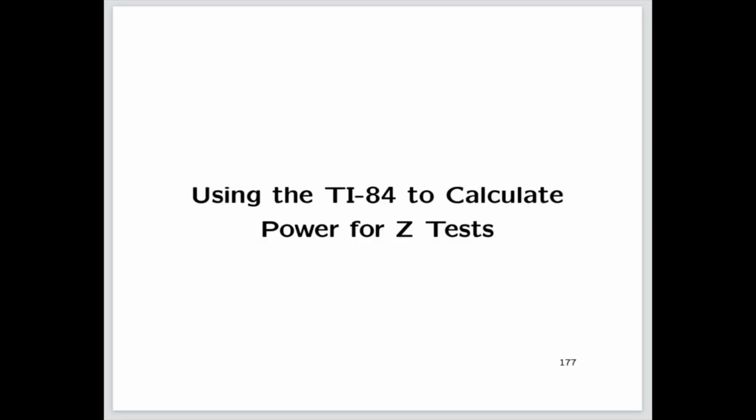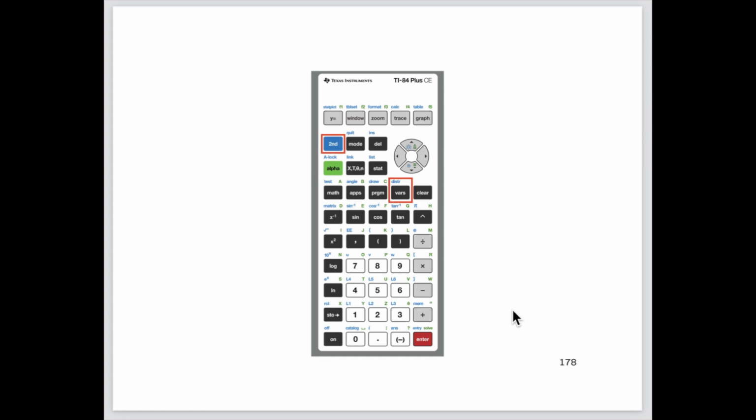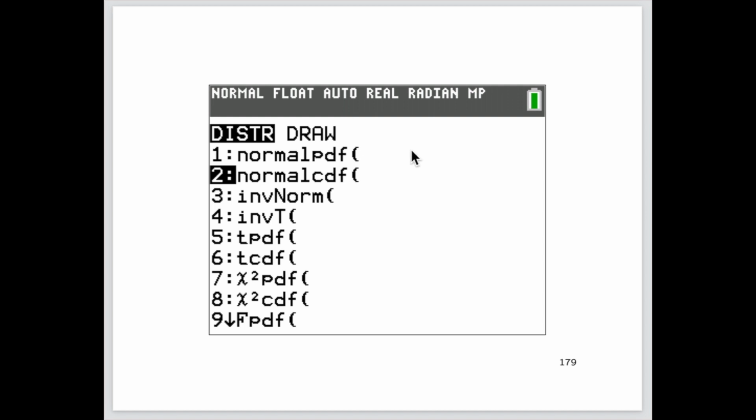0.63871. Let's look and see how to do this using a statistical calculator, in particular the TI-84. So here's an image of a TI-84 Plus calculator, and we need to get to the distribution menu, so we press the second key and then the vars button, and that will get us to this distribution menu. Now the function that we want to invoke is the normal CDF function. That's option number 2 here.